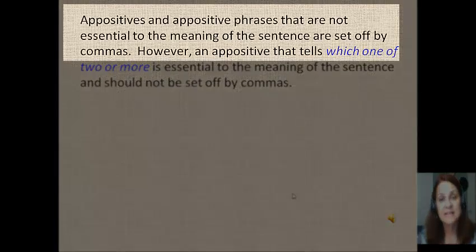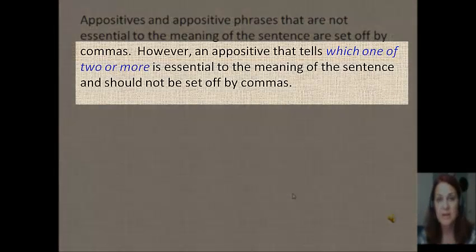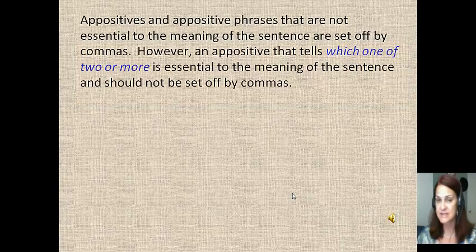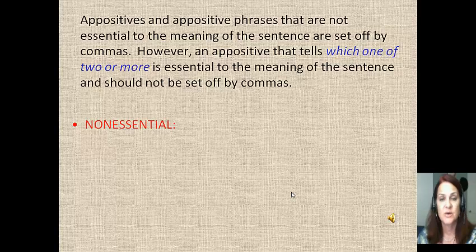Okay, then the last thing that we want to mention is appositive and appositive phrases are not essential to the meaning of the sentence. If they're not essential to the meaning of the sentence, they're set off with commas. However, if an appositive that tells which of one or two or more is essential to the meaning of the sentence, it should not be set off with commas. That's a little bit opposite of what we would think. So, non-essentials.